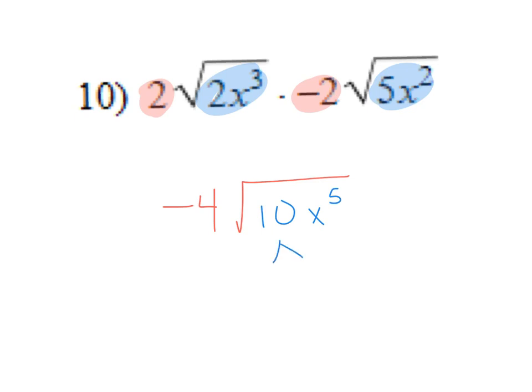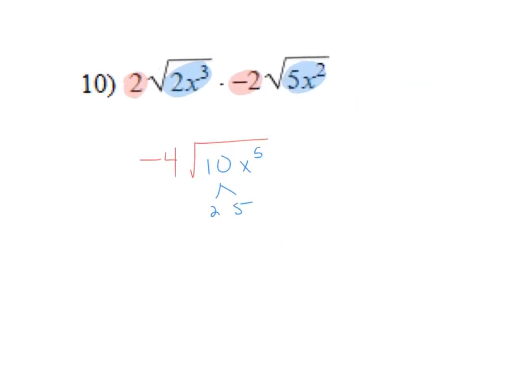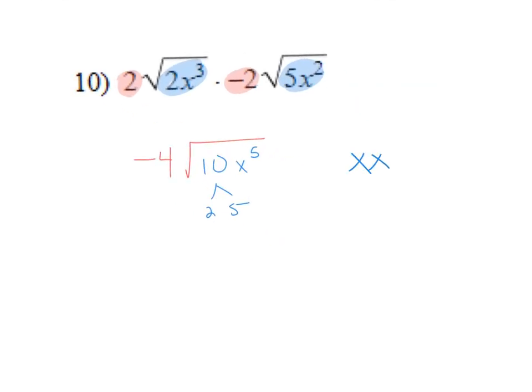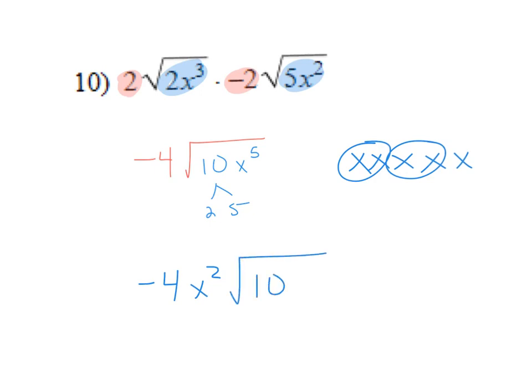Now on this 10, I'm going to break down to 2 and 5, but nothing will pair up and move out. So I'm leaving that 10 alone. X to the 5th, I've got 2 pairs that are going to move out. So I have -4x squared. The 10 still hanging out there. And then I have this x right here.